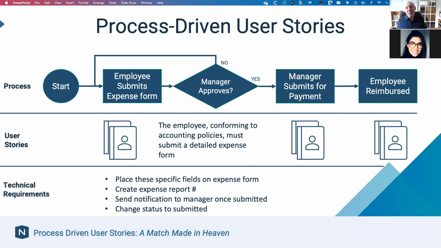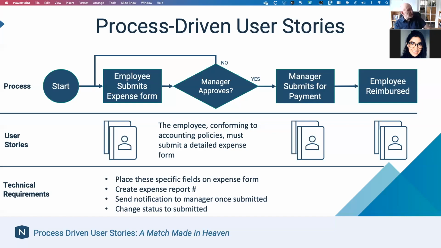You need to create an expense report number because you've got to track that through the system. You need to send a notification out to a manager. Well, what is that notification? What does the message look like? And you need to change the status, because when they start the expense submission, they might be in a draft mode. You want to change that to submitted once it's been submitted.